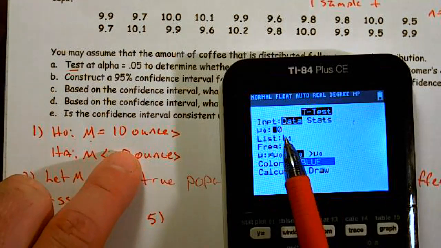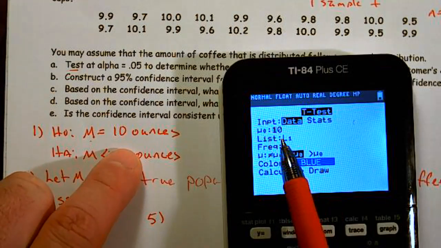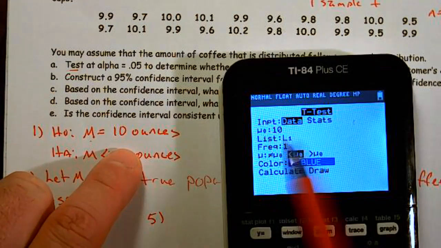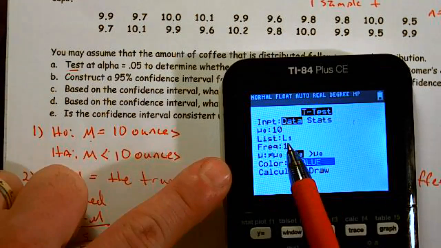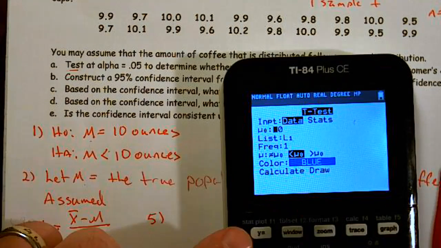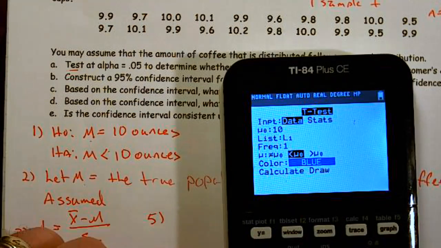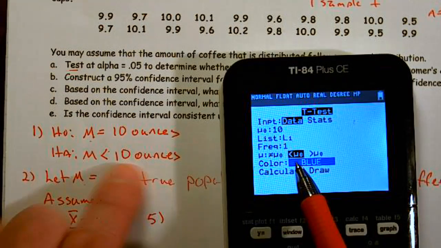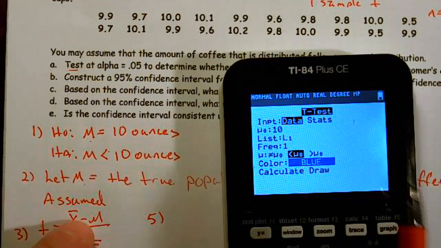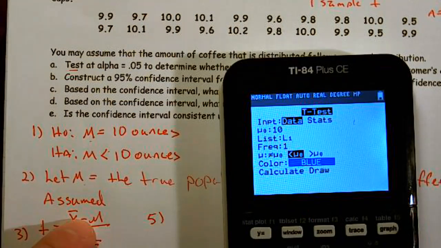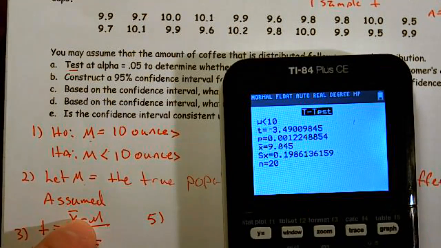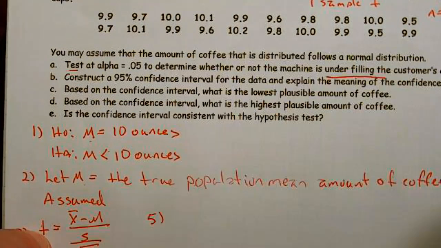My mean in this case is 10. My list is in L1, so I'm going to press second one. And my alternative was a less than, so this needs to be a less than. And I'm going to press calculate. And when I do that, I end up getting a bunch of information.